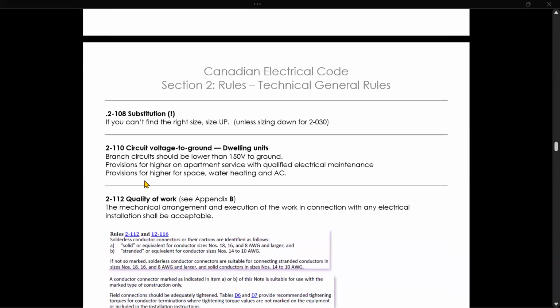All right, so 2-108, substitution. I've summarized it here for you: if you can't find the right size, size up, unless you can size down according to rule 2-030. So if the right size or rating of equipment isn't available for a job, use a larger one, as long as it still does what it's supposed to do. If a smaller size is easier to get, it can be used too, but only if you get special permission under rule 2-030. Make sure you check with your authority having jurisdiction before installing anything to get the go-ahead.